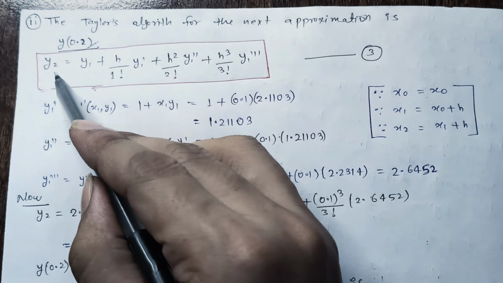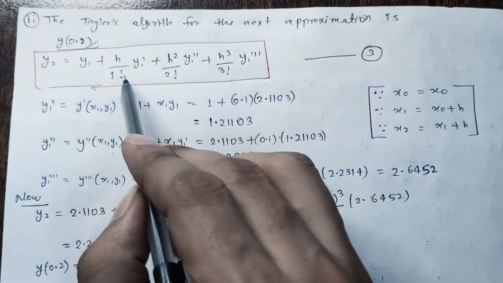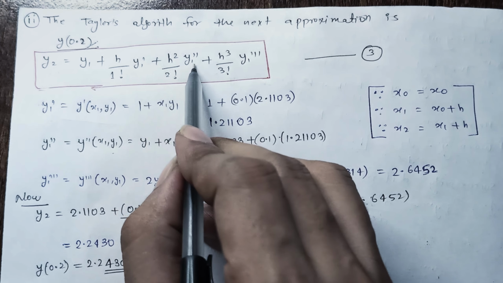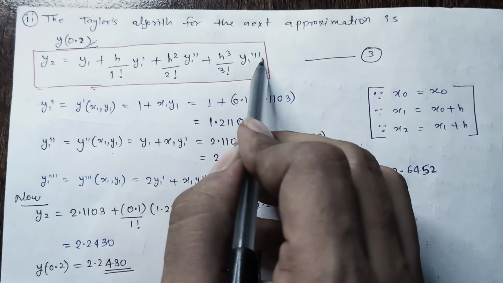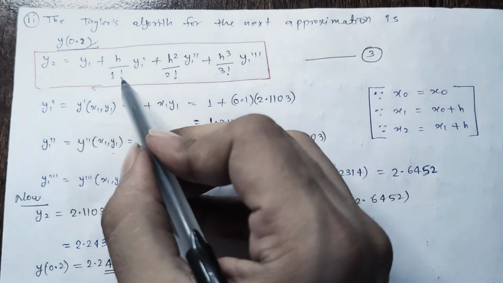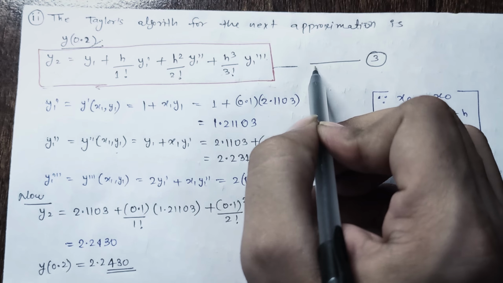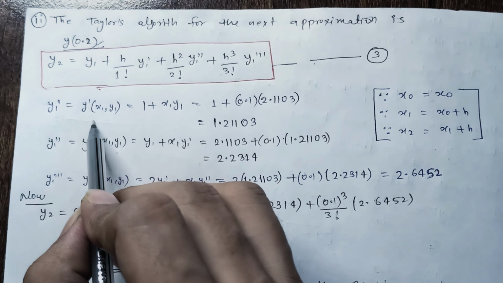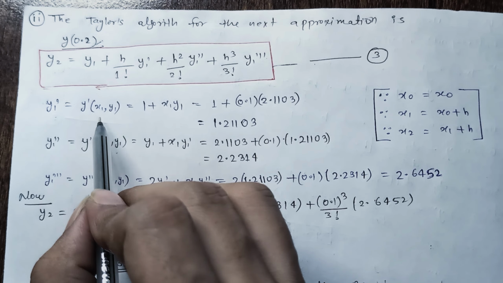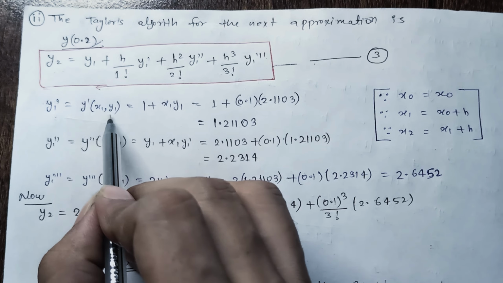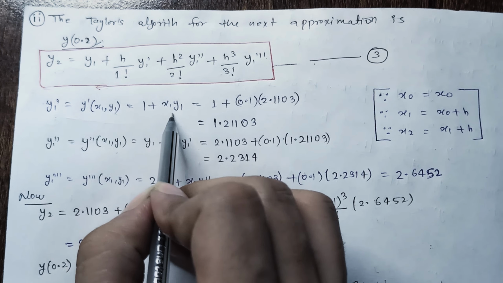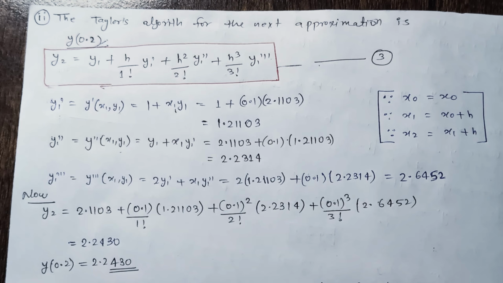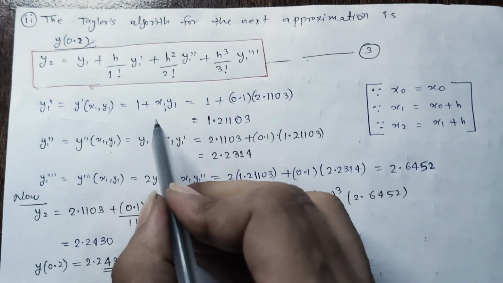So y2 will be y1 plus h, and in all these terms we are going to see y1 dash, y1 double dash, y1 triple dash, and the values are as they are. So this is the value of Taylor's algorithm. Now first we are going to find y1 dash. Y1 dash will be the same as we apply for y dash into x1 y1, that will be equal to 1 plus x1 y dash. We are just replacing x and y with x1 and y1 here.